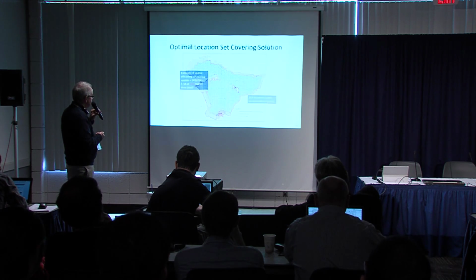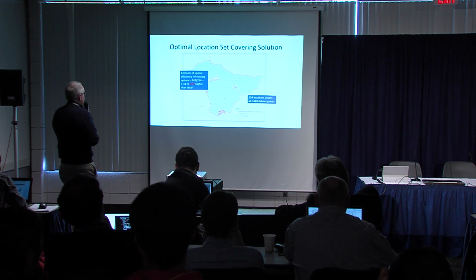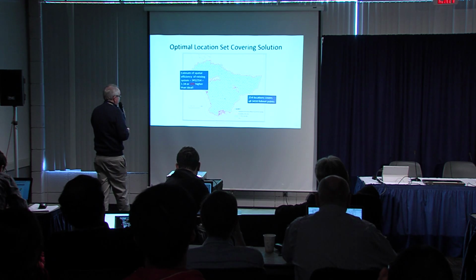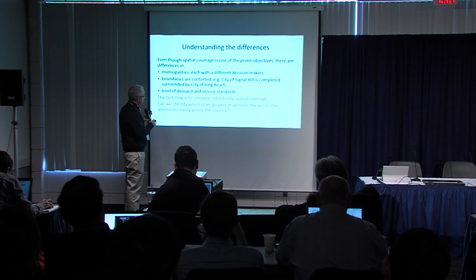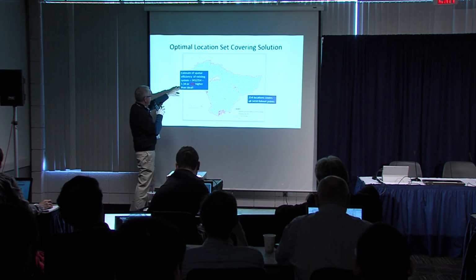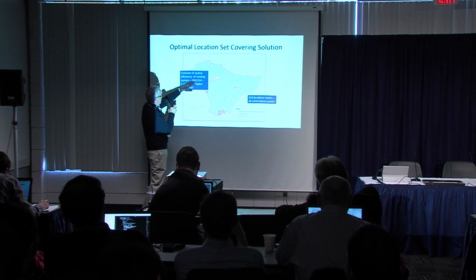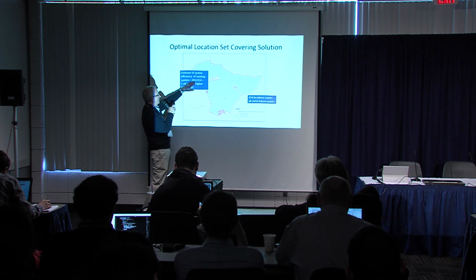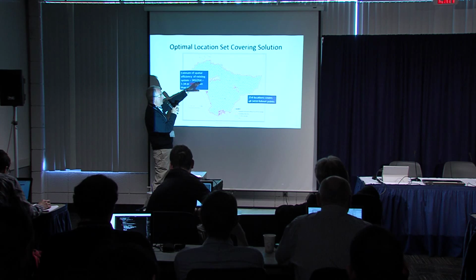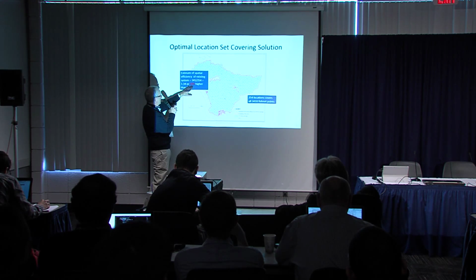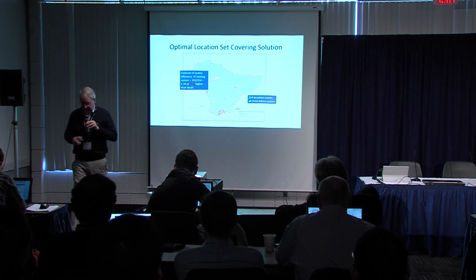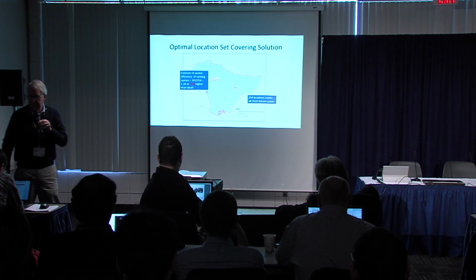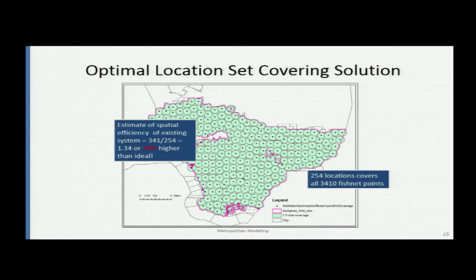Now, we did a fishnet set of points. We did an optimal covering for the 1.5 miles, and what it amounts to is you see here that the current system uses 341 stations. You can do the same level of coverage in 254, which means that the total number of stations used in the county is about 34% higher than what would be the ideal configuration.